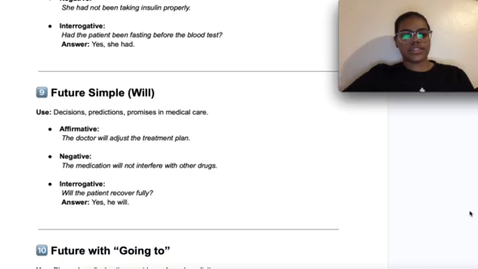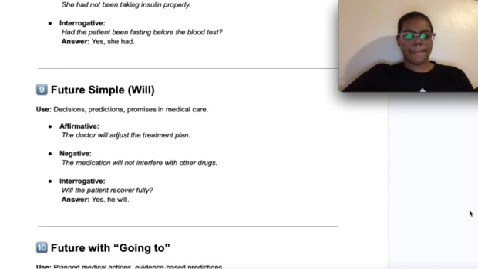Future simple, will. Use: decisions, predictions, promises in medical care. Affirmative: The doctor will adjust the treatment plan. Negative: The medication will not interfere with other drugs. Interrogative: Will the patient recover fully? Answer: yes, he will.